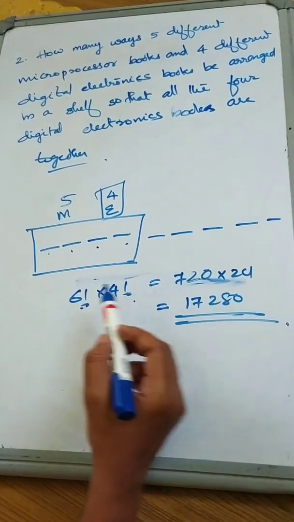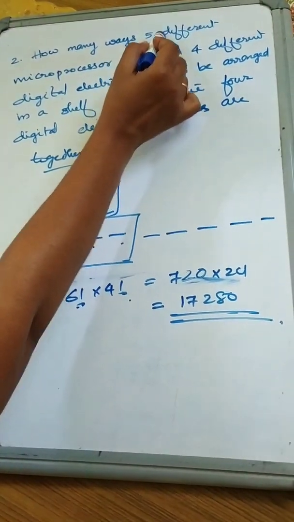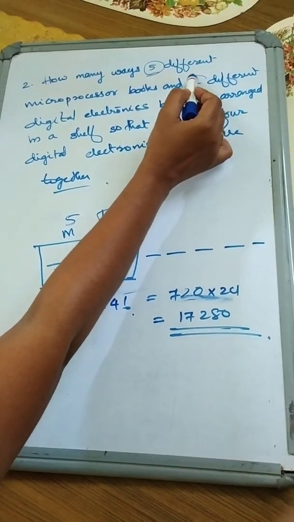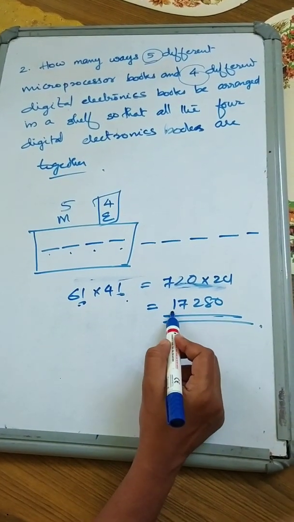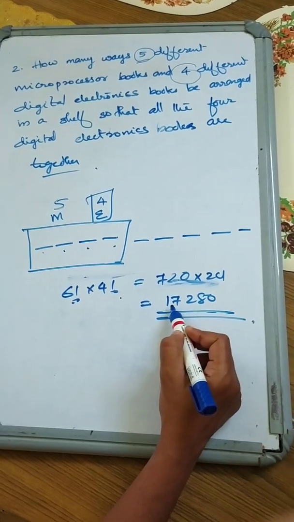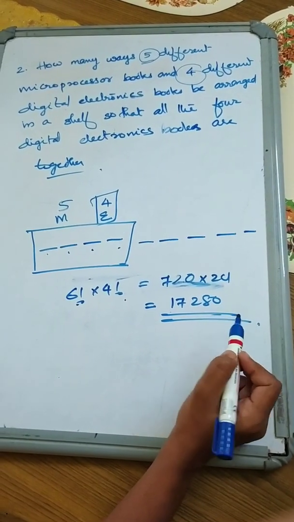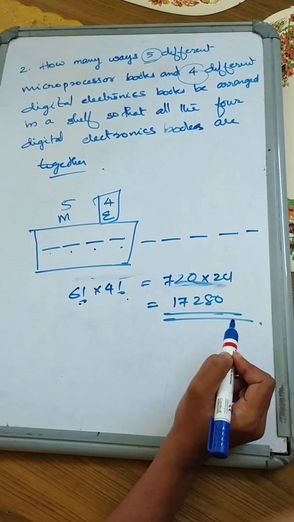So what a wonderful thing: we have only 5 microprocessor and 4 digital electronics books, different books. We can arrange them in how many ways? 17,280 ways we can arrange them. It is amazing.